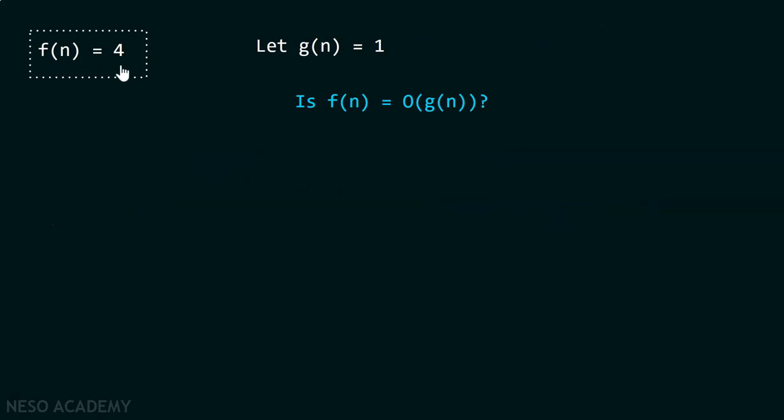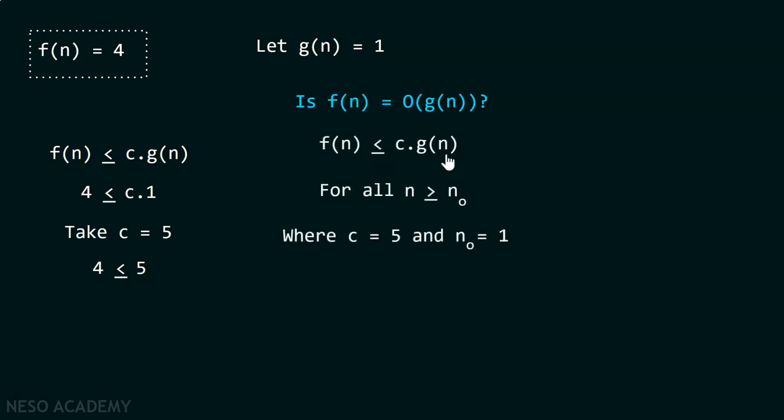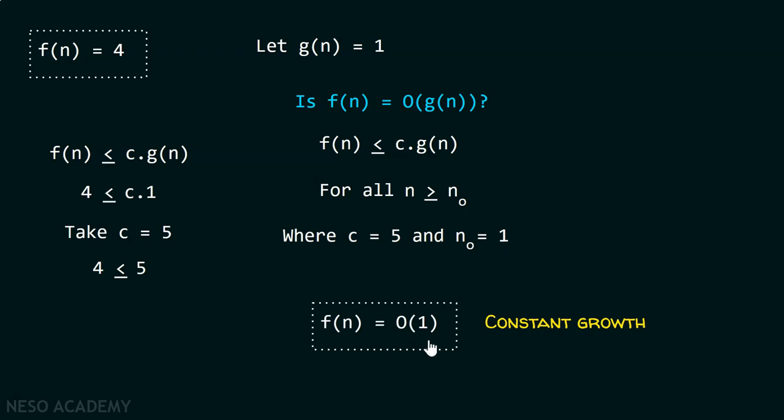Now as we know Fn is equal to 4, let's take Gn equals 1. I thought of that as this must be a constant. Is Fn equal to big O of Gn? Fn must be less than or equal to c dot Gn. For this purpose, we'll plug in the values of Fn and Gn. We got 4 less than or equal to c dot 1. Let's take c equals 5. This will be 4 less than or equal to 5. So Fn is less than or equal to c dot Gn for all n greater than or equal to n naught, where c is equal to 5 and n naught is equal to 1. Then definitely we can say that Fn is big O of 1.